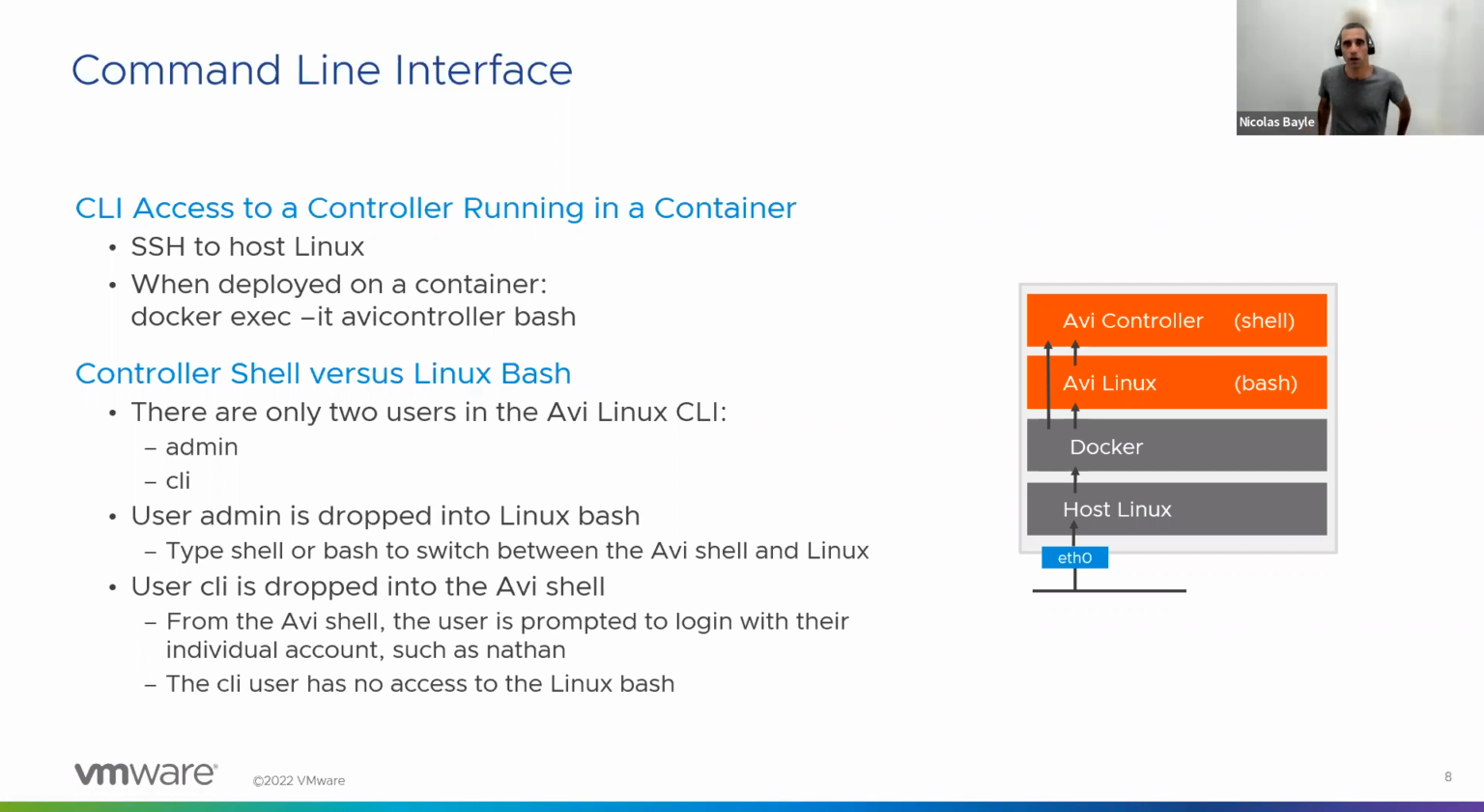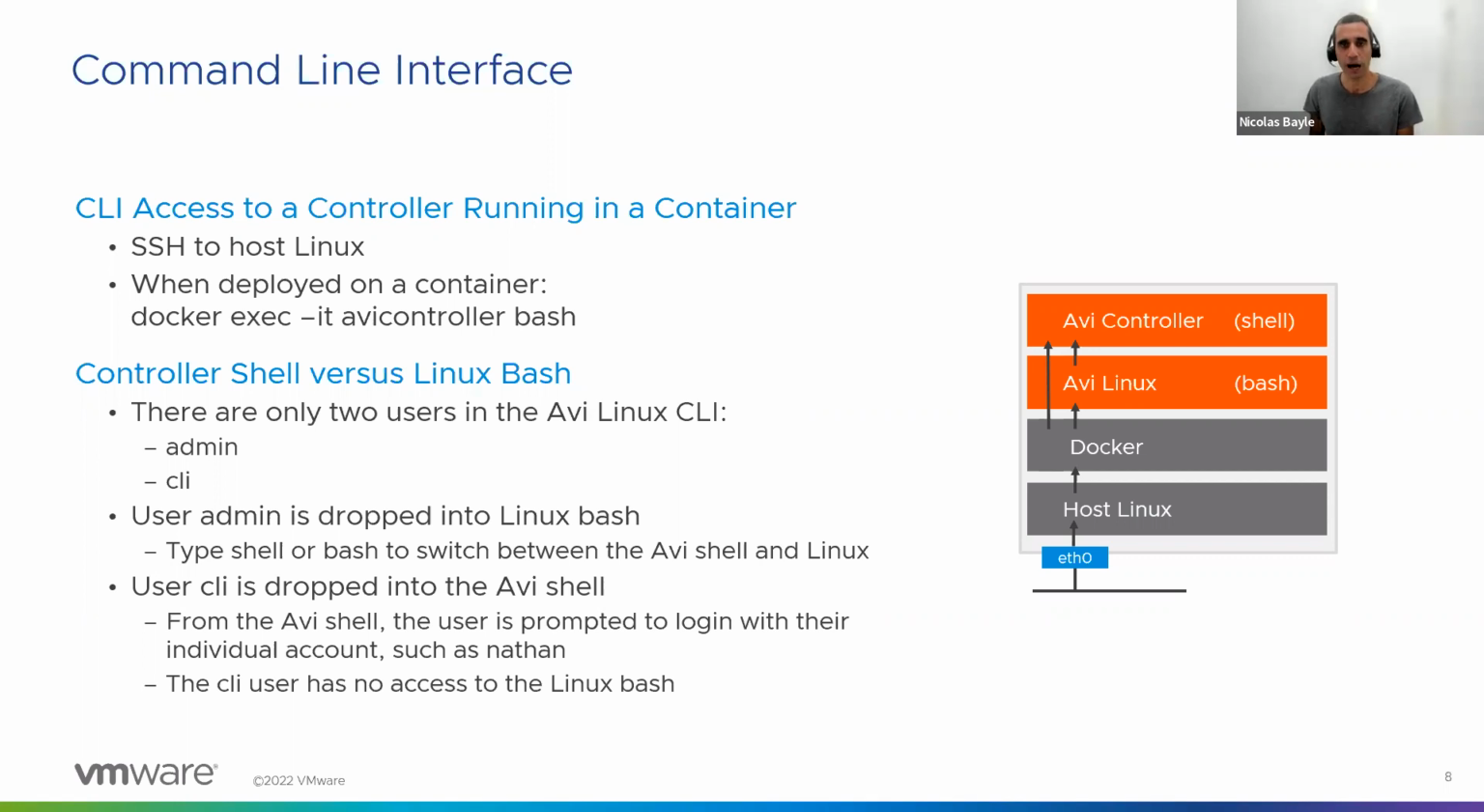If you run your AVI controller on top of a virtual machine, you type shell, and this will ask for your credentials. You type your username and your password again, the same as the one that you are using to SSH to the AVI controller. And all of a sudden, you will end up inside the AVI CLI.